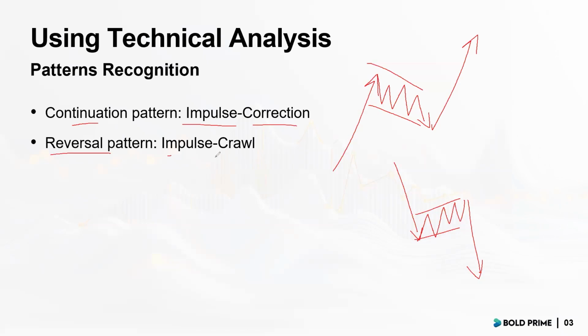Now, the other one is called an impulse crawl. How it looks, essentially, is when we have a first move up with momentum, and the market continues to climb higher, but it starts to slow down. So essentially, this is what we call a crawl pattern. It's a reversal pattern because there's a high probability the market will reverse.